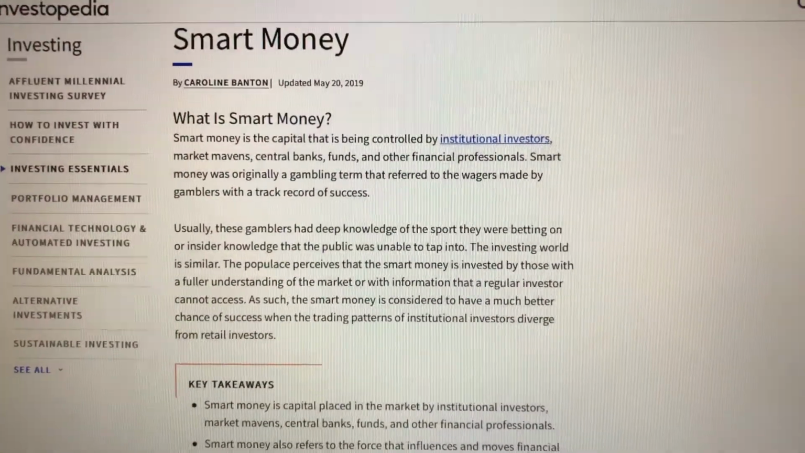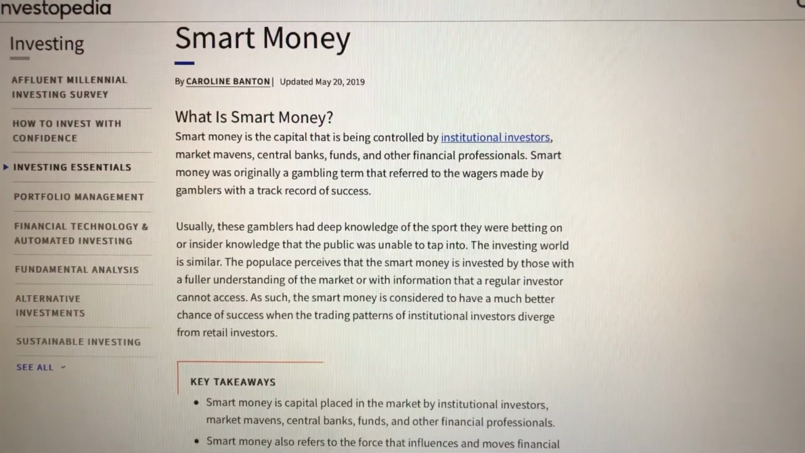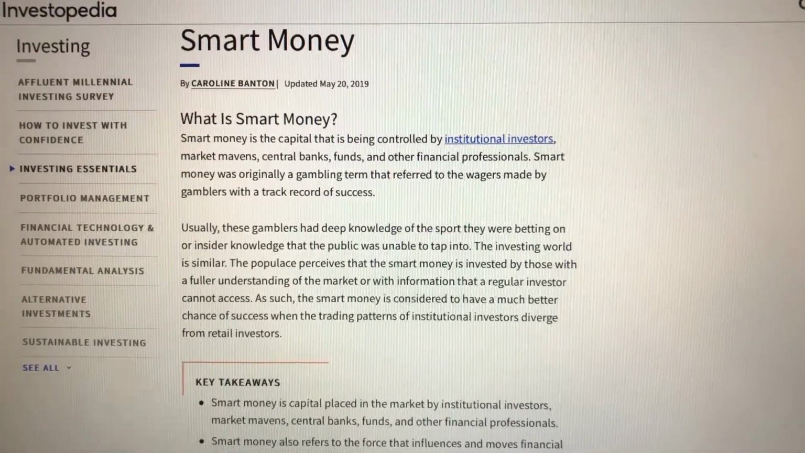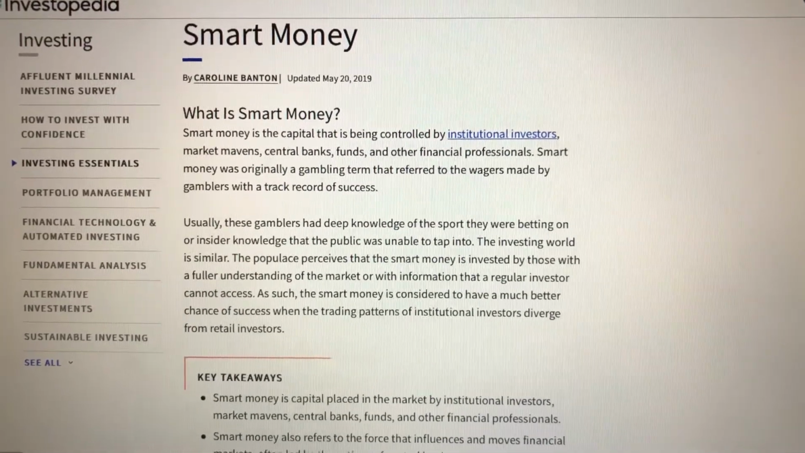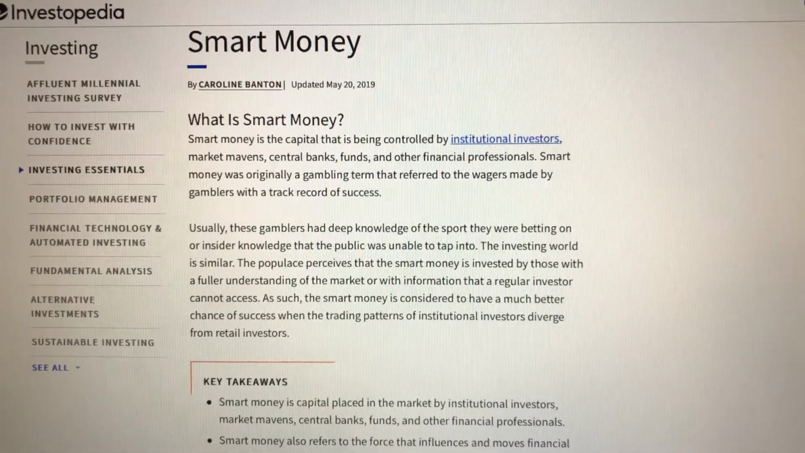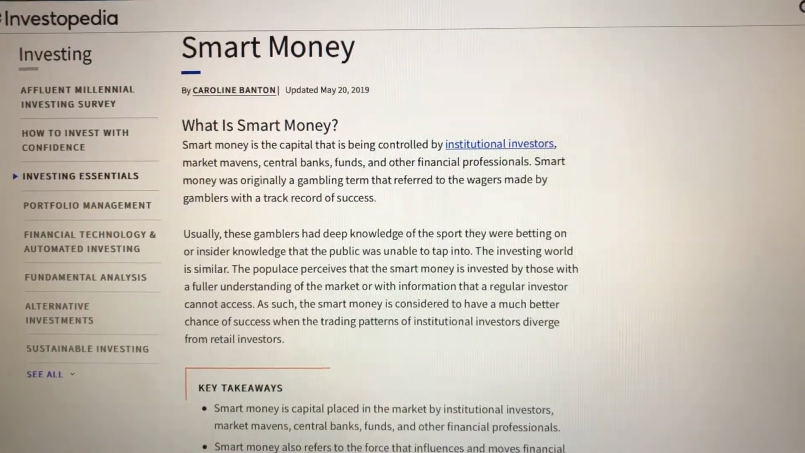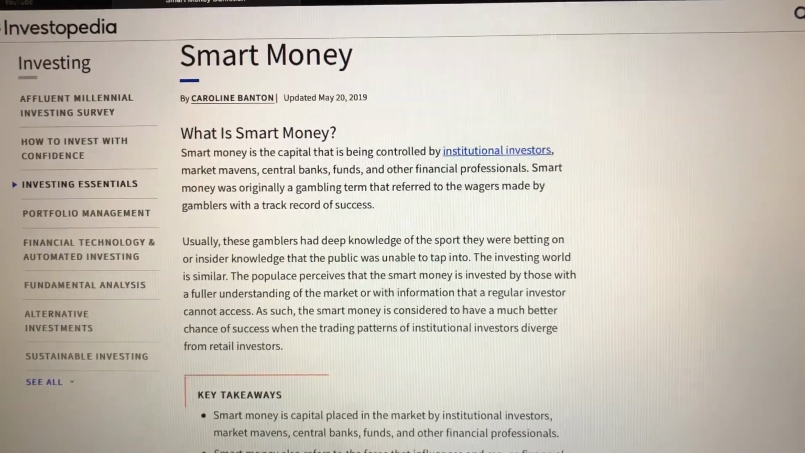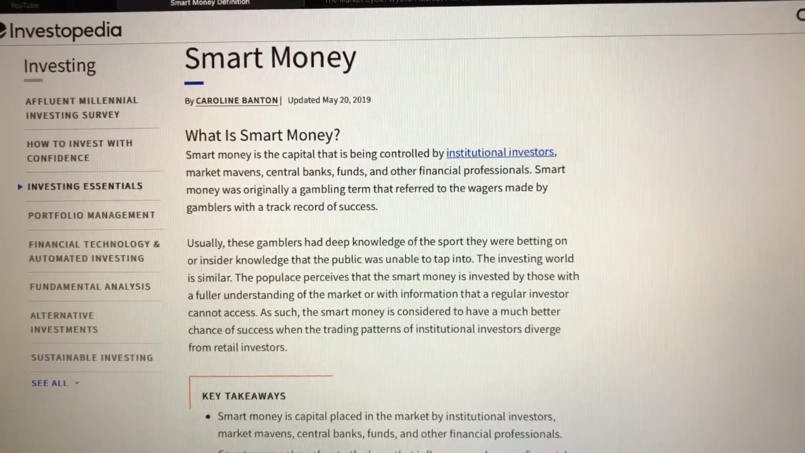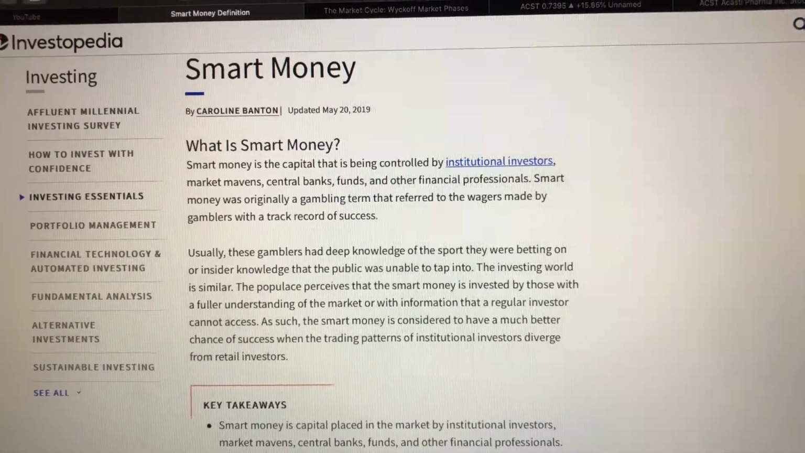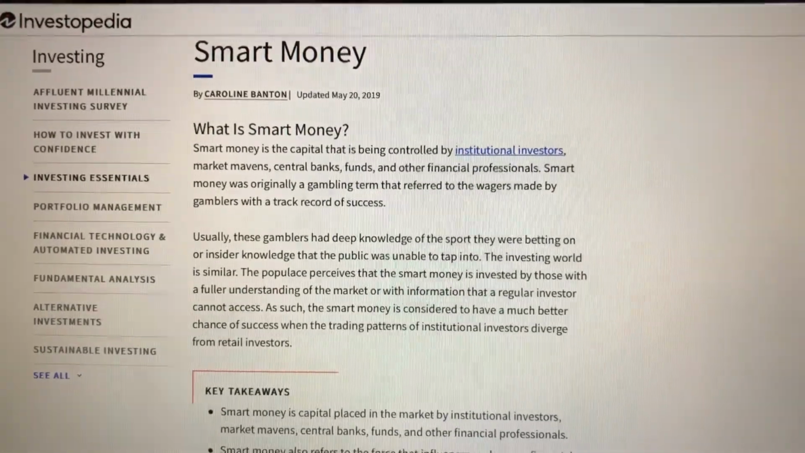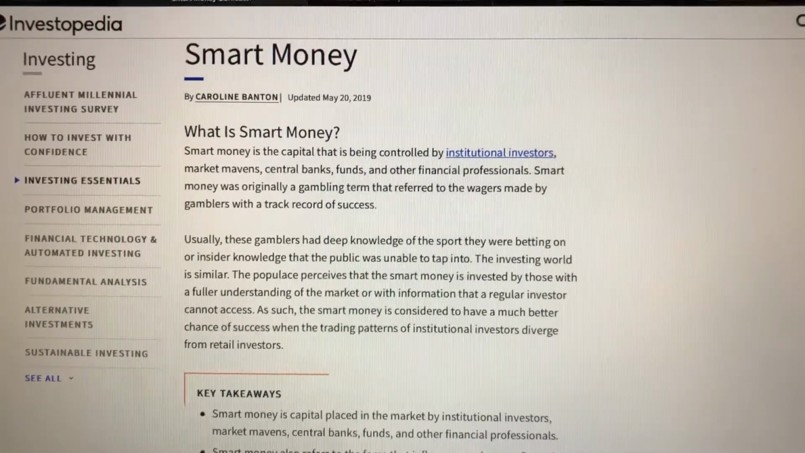Investopedia calls smart money the capital that is being controlled by institutional investors, market mavens, central banks, funds, and other financial professionals. So it also indicates that smart money is the force that influences and moves the financial markets, right? And the smart money is invested on a much larger scale than the retail investments, as I indicated, about 80% of the market movements.